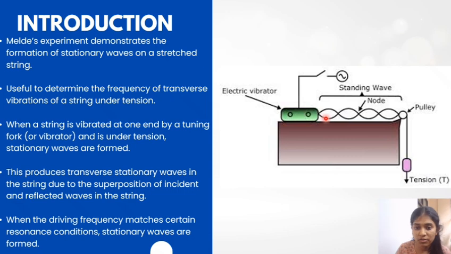How are stationary waves formed? When identical waves travelling in opposite directions are superimposed, stationary waves are formed. When the driving frequency matches certain resonance conditions, stationary waves are formed. So when are stationary waves formed? When the resonance condition is achieved, which happens when the frequency of the electric vibrator and the frequency of the string match each other. This is the basic principle of Melde's experiment.